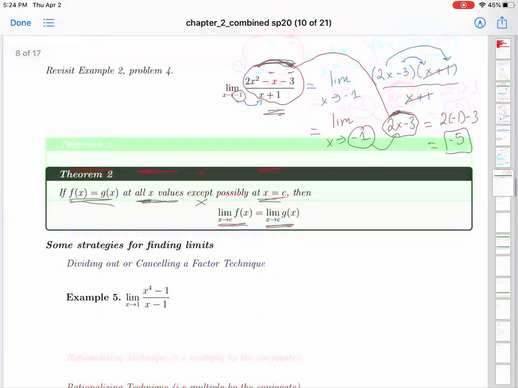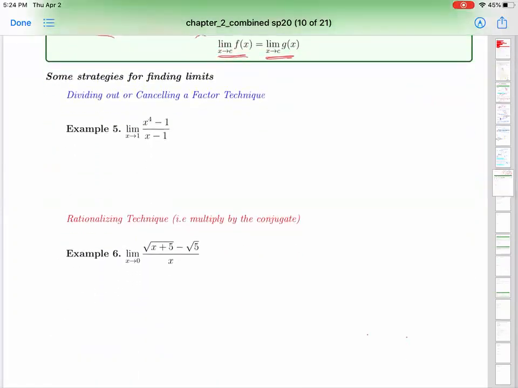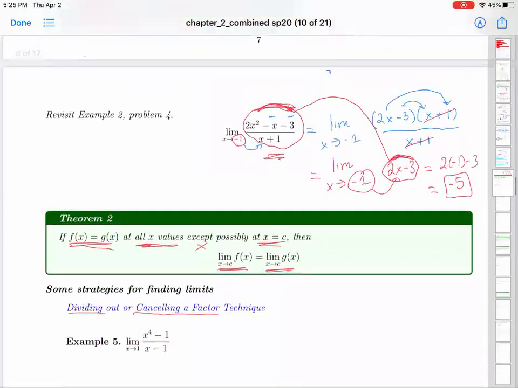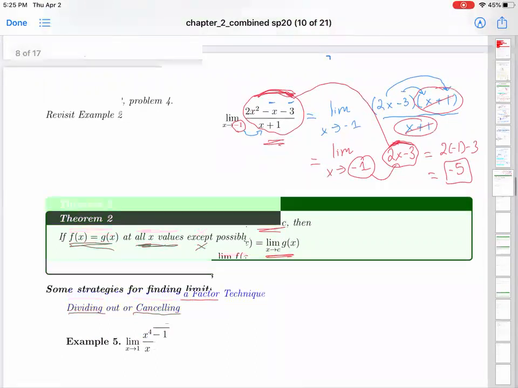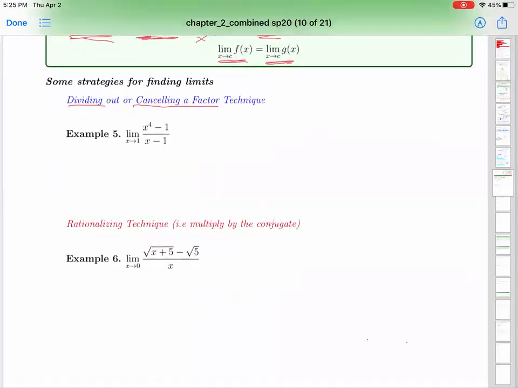Okay. So in strategies for finding limits analytically, there are two main techniques that you can use. The first technique is called the dividing out or canceling a factor technique. This example illustrates it. I canceled this factor in the denominator so that I can plug -1 in. Okay, let's do an example.